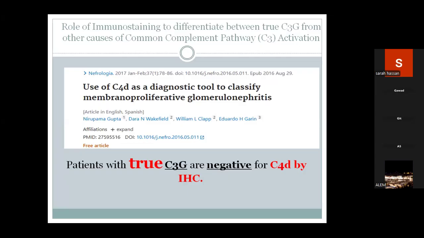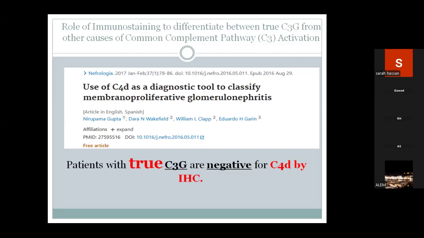C4d, which we use in transplant biopsies to detect antibody-mediated rejection, is just part of C4, which is one of the components of the classic complement pathway, which is activated by antigen-antibody reaction. So C4 or C4d denotes what? It denotes antigen-antibody reaction of the classic complement pathway.